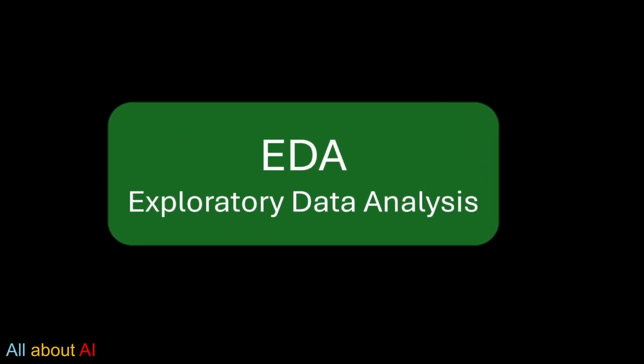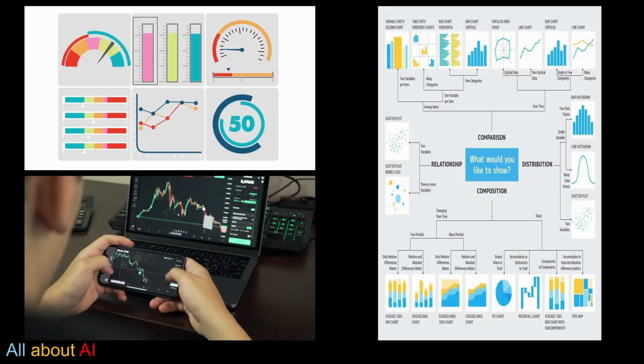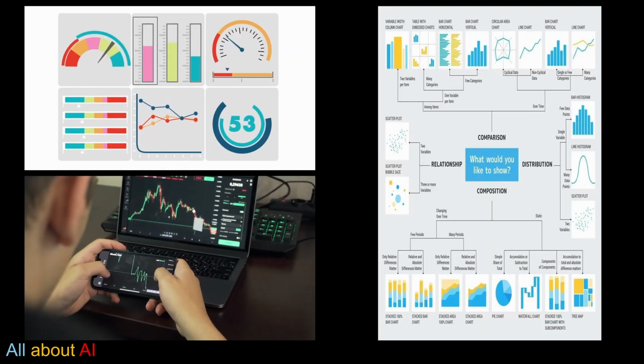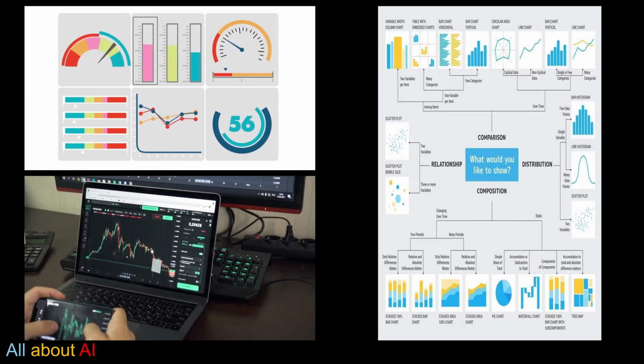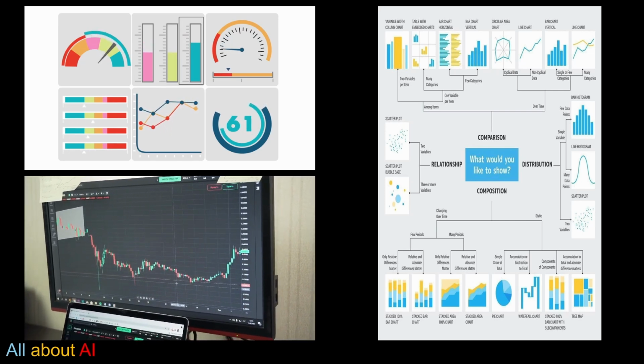Now we are familiar with all these data types. The next important thing that we should know about is exploratory data analysis. This is the very first step. Once data is collected, we need to go through the data and understand it, like some basic statistics of the data. We also use various graphical methods, different charts, to understand the data.